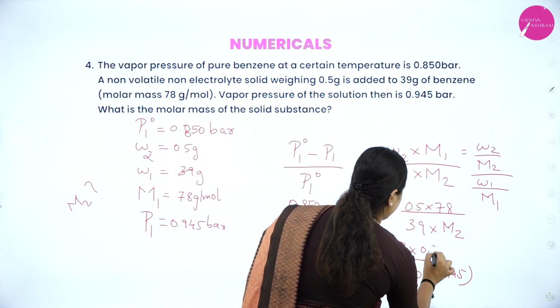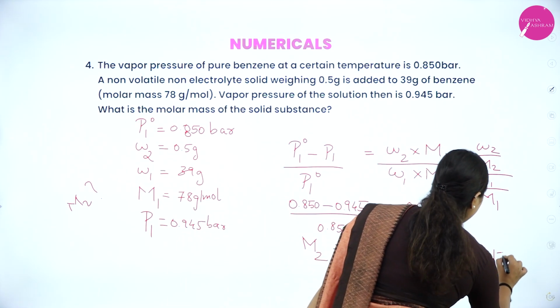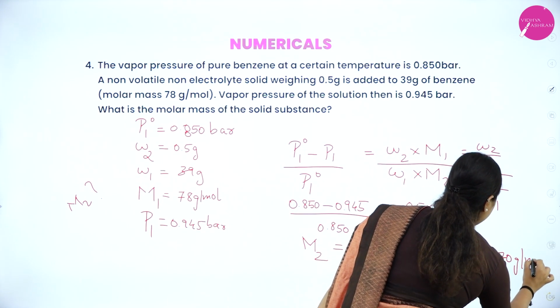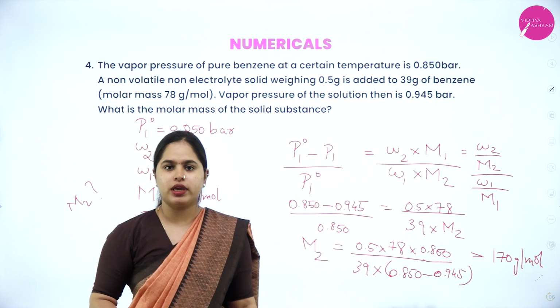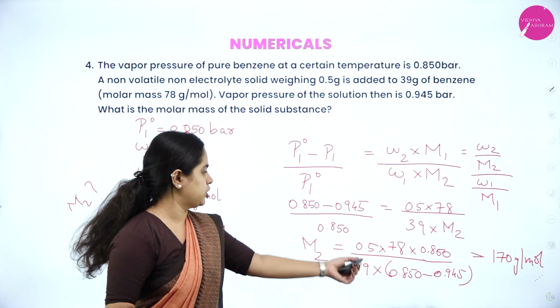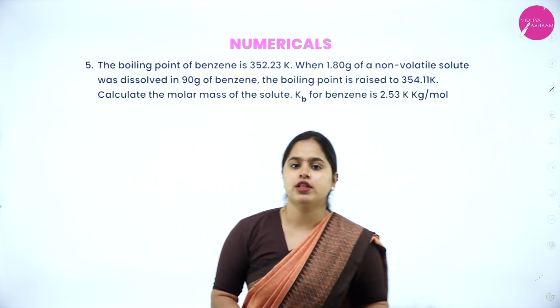So, into 0.850. If you do the calculation, you get M2 as 170 gram per mole. So, this is the molar mass. From relative lowering of vapor pressure, how you can calculate molar mass, it is clear for you, right? Now, moving on to the next question.